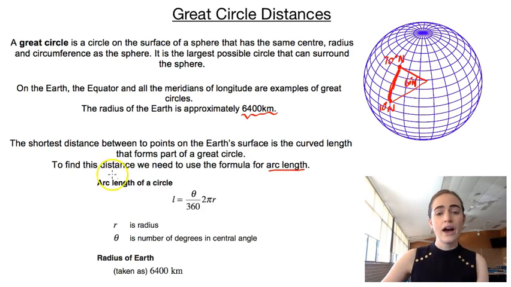So this here is what you have on your formula sheet. We've got that the arc length of a circle is theta over 360 times 2 pi r, and we're also told that for the radius of the Earth, we always use 6,400. So that means our theta is going to be that angle that's formed from the center of the Earth, and our r is going to be our 6,400. So let's have a look at a few examples.